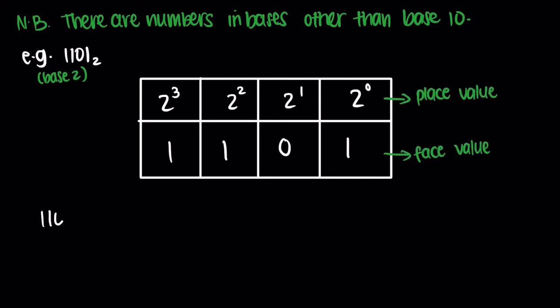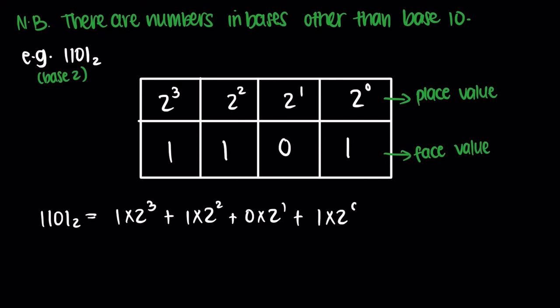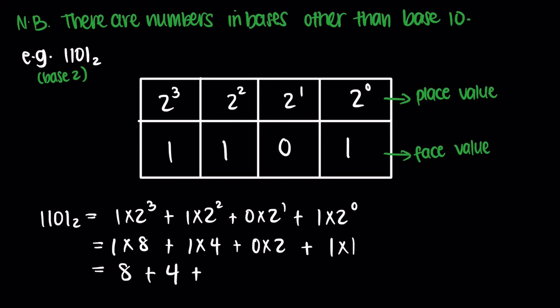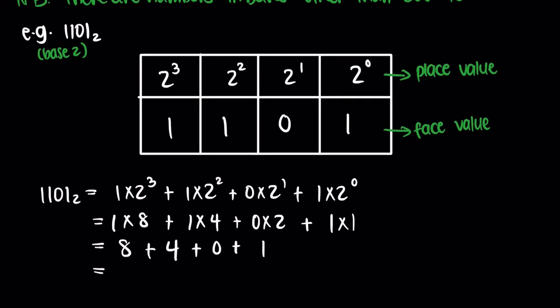Now, 1101 base 2 in its expanded form is 1 times 2 to the third power plus 1 times 2 to the second power plus 0 times 2 to the first power plus 1 times 2 to the 0 power, which is 1 times 8 plus 1 times 4 plus 0 times 2 plus 1 times 1. And this leaves us with the sum of 8, 4, 0, and 1, which is 13 in base 10.